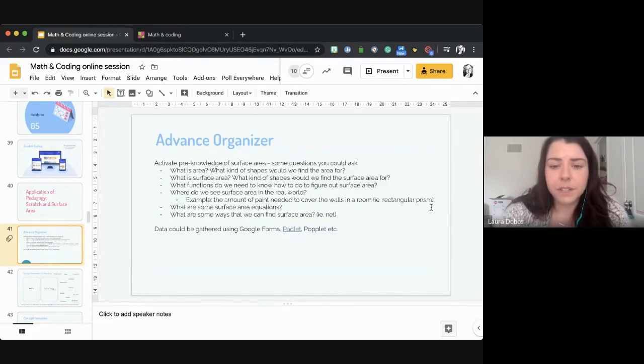Where do we see surface area in the real world? So an example there would be how much paint we need to cover the walls in a room. So we need to determine the surface area. What are some equations that we could use to find surface area? So the area of a cube, how are we going to find the surface area of a cube?